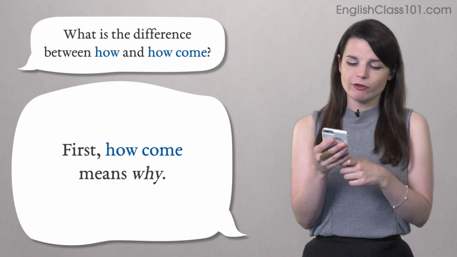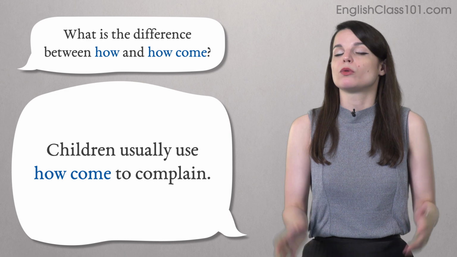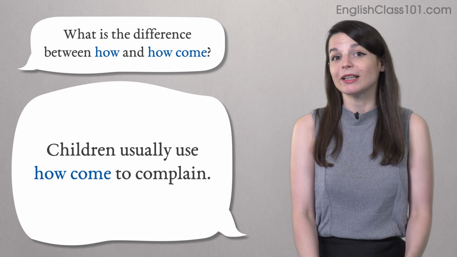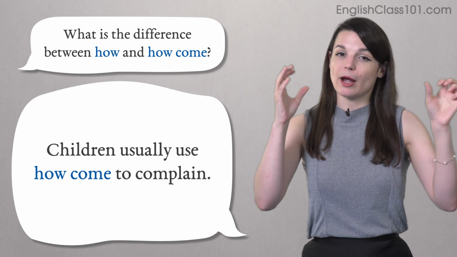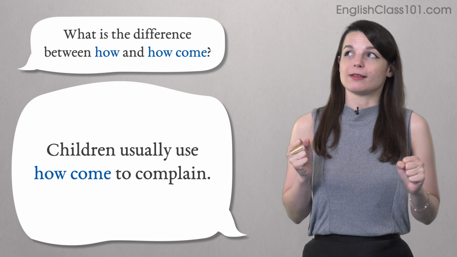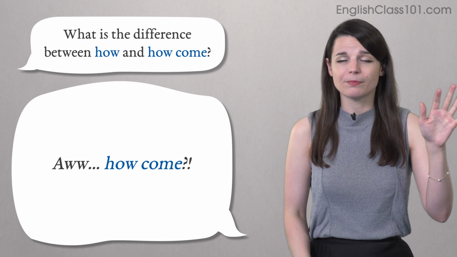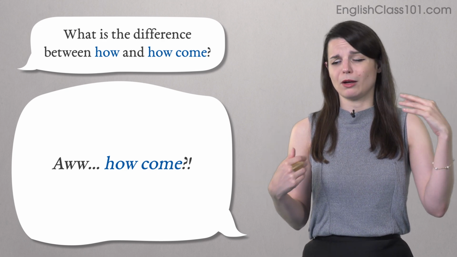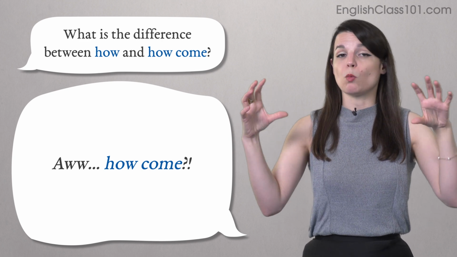Okay, first, how come means why. So kids usually use how come, and kids will often use how come to complain. Like they want to ask why, and they're disappointed or upset about something. So for example, we're not going to the movies tonight. Aw, how come? So it's usually with that kind of intonation. It means why, or like why not. So how come in this way always means why.